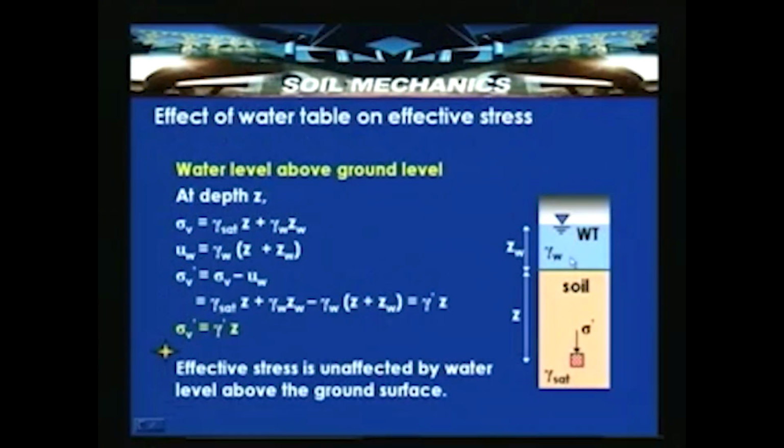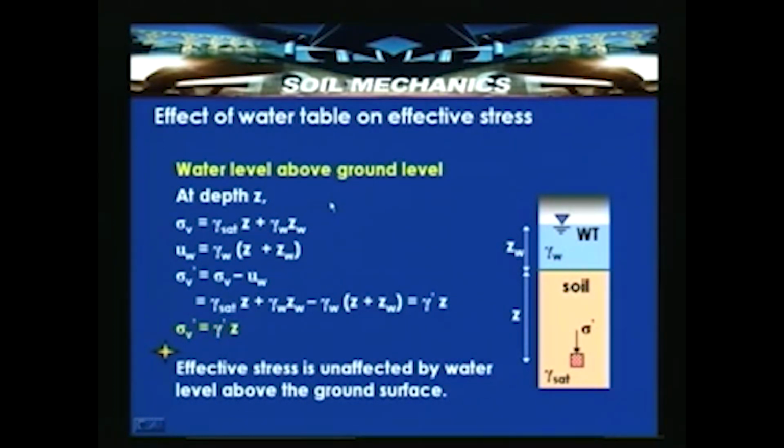Another case is water table above ground level. In the previous case we saw the water table at the ground surface, now the water table above ground level. Consider in this slide the water table, Zw, located above the ground level, that is, this is the ground surface. When we compute total stress, it is gamma sat z plus gamma w Zw, and uw is equal to gamma w into z plus Zw. So, when you simplify, effective stress is sigma v minus uw, and it is nothing but sigma v dash is equal to gamma dash z.